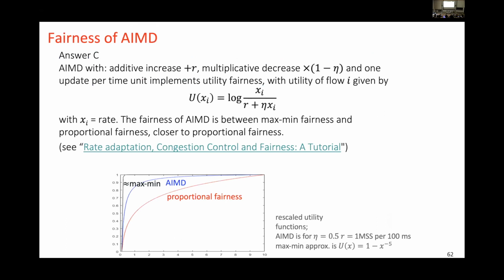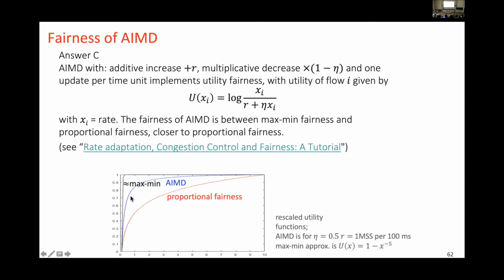If we do AIMD, we reach something that is between max-min fairness and proportional fairness. It's closer to proportional fairness. If you remember the utility fairness, it can be shown that AIMD is actually a utility fairness, where the utility function is this function here, the logarithm of the rate divided by R. R is the additive increase term, for example 1 megabit per second, plus eta times the rate. Eta is the multiplicative decrease term, which in the internet is, for example, half.